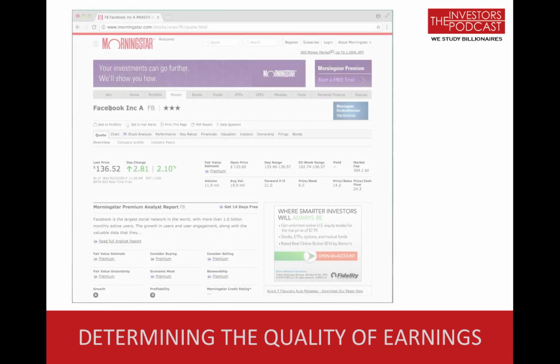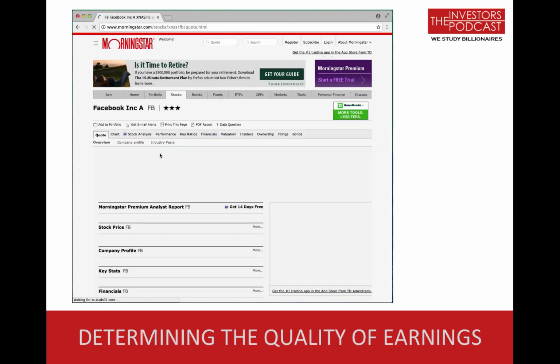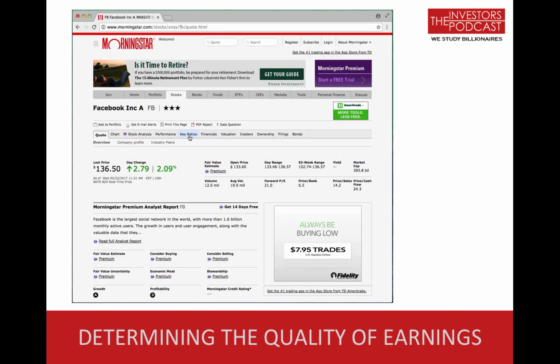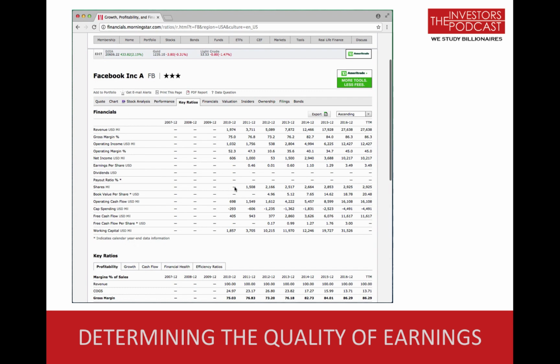So I've pulled up Facebook. If you go up here to quotes and type in FB and hit enter, it's going to take you to the page that I landed on here. To demonstrate this quality of earnings, let's go to the key ratio tab. And you can see here this is 10 years' worth of data for Facebook. In 2010, that's when they became public, so that's when their numbers started showing up.